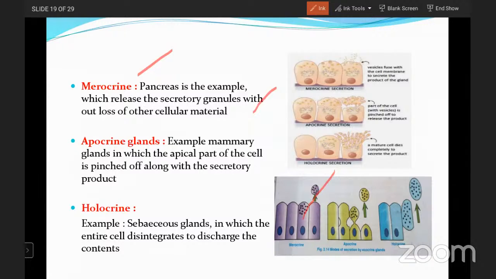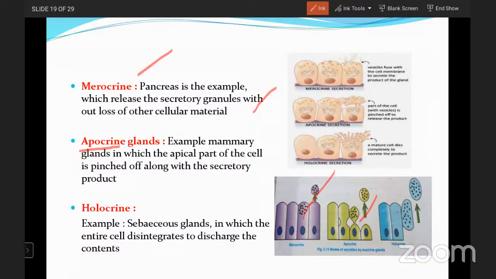Apocrine: the term itself, apo means apical, meaning top. Example, mammary glands, in which the apical part of the cell is pinched off along with the secretory product. So in this picture, you are clearly able to see that the apical part is pinched out along with the secretory product. Example, mammary glands.